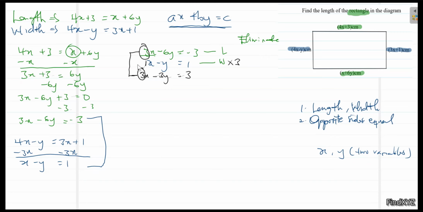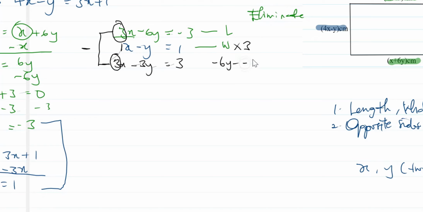Now when the signs are the same, you subtract to eliminate. So we are going to subtract these two equations. 3x minus 3x will give us 0, minus 6y minus minus 3y. So when two signs are the same and they are multiplying, it becomes positive. So this will change to positive. So I have plus 3y. This will give us minus 3y, and minus 3 minus 3 will give us minus 6.